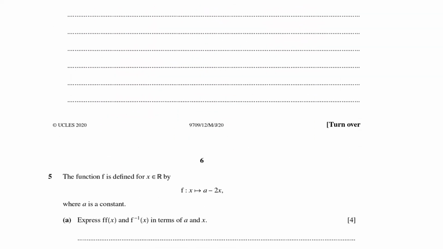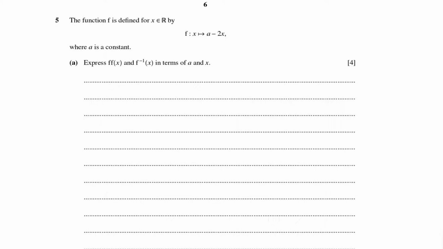Let's go to number 5. The function f is defined for x is an element of all real numbers by f of x is equal to a minus 2x, where a is a constant. So on part a, express f of f of x and f inverse of x in terms of a and x.